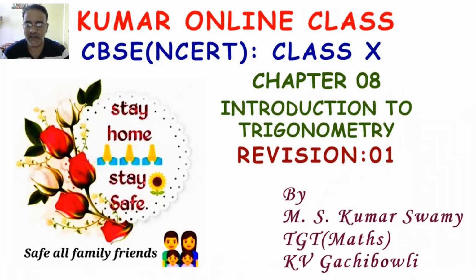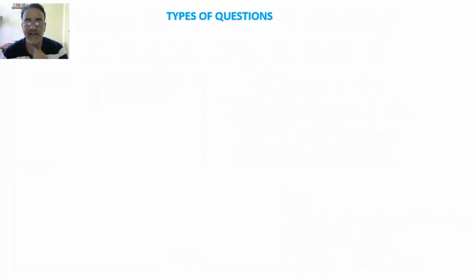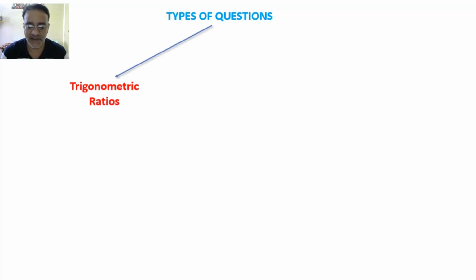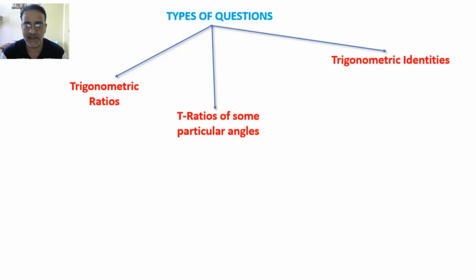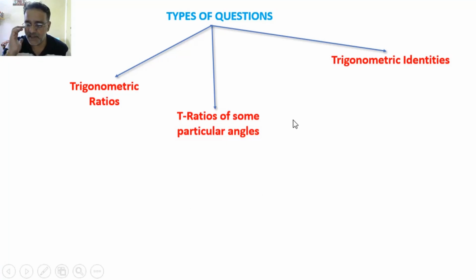Today we are going to start revision number 1 of chapter number 8, Introduction to Trigonometry. So let us see the different types of questions in a trigonometry chapter. We have only three categories in the trigonometry chapter. First is trigonometric ratios, the second is t ratios of some particular angles, and the third is trigonometric identities. One part has been deleted for this academic year, that is t ratios of complementary angles. So let us start with the first one, trigonometric ratios.